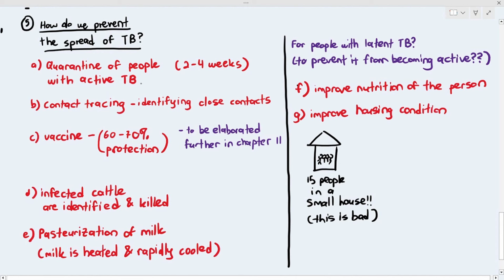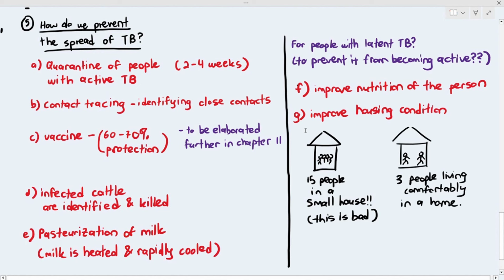And because they are all in one tightly confined space, it is easy for TB to spread from one person to another. So housing conditions have to be improved upon. We can have, for example, 3 people living comfortably in a home. But in this case, to improve housing conditions, well, number one, houses have to be built. Proper houses have to be built.